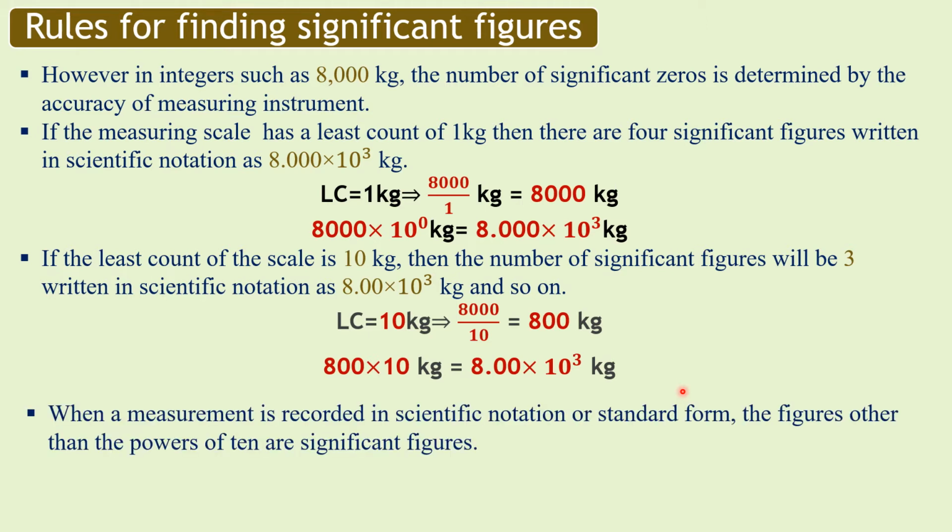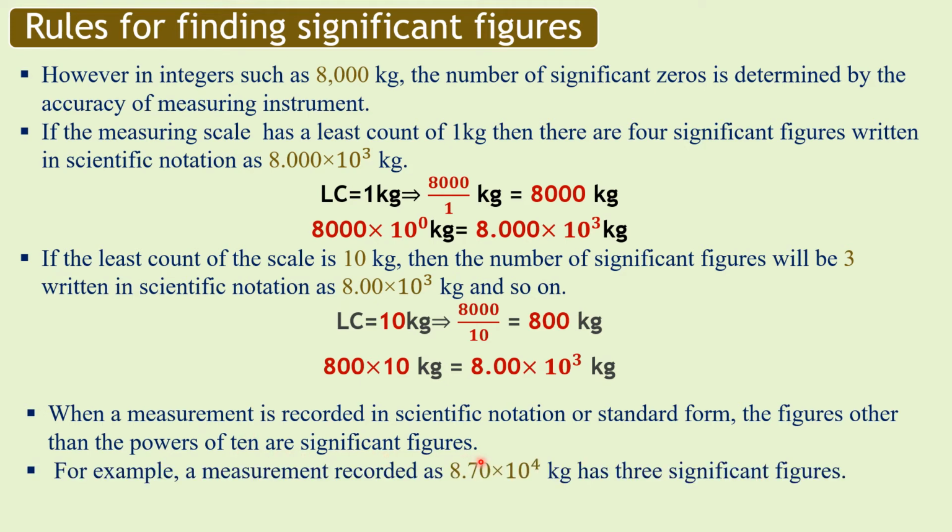When a measurement is recorded in scientific notation or standard form, the figures other than the power of 10 are significant figures. For example, a measurement recorded as 8.70 exponent 4 kg has three significant figures. So here 8.70 gives us three significant figures and the power of 10, that is exponent 4, is not counted in significant figures.